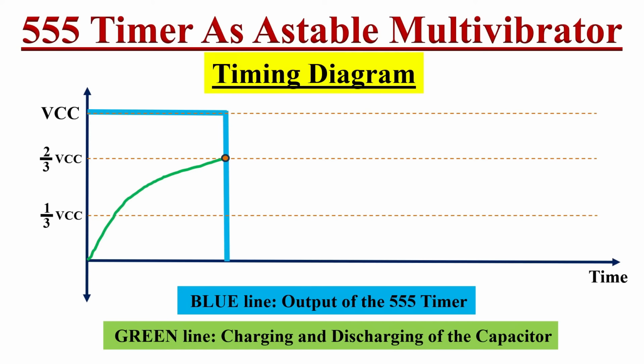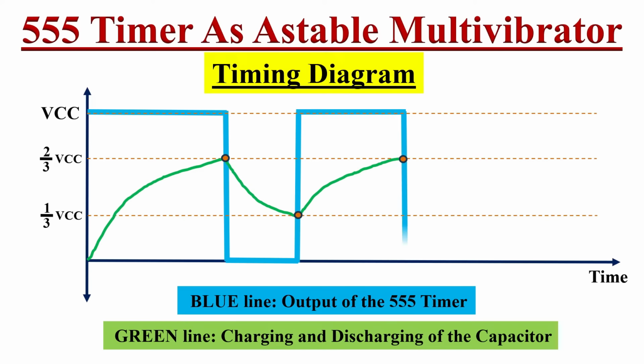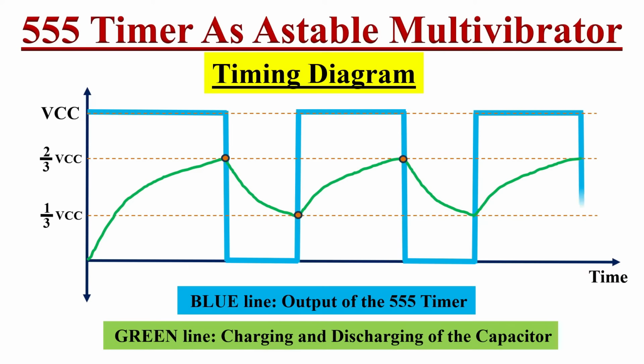in the output from logic high value to logic low value, and now the capacitor will start discharging towards 0 volt. And as soon as voltage across the capacitor reaches the 1/3 VCC level, then once again we will see the transition from logic low value to logic high value. In this way, the capacitor is charging and discharging between 1/3 and 2/3 VCC voltage levels, and we will get transition in the output of the 555 timer from logic high value to logic low value.